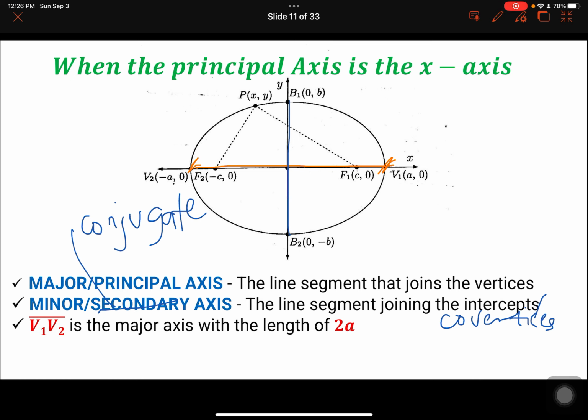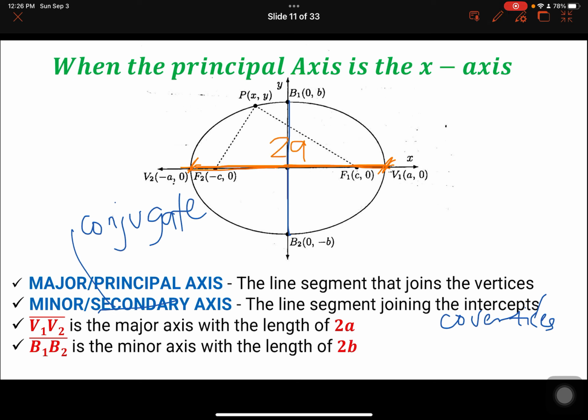And the line segment na tinutukoy natin doon, yung V to V, equal po yun kay 2A. So, pag pinag-add po natin yung point na yan, itong line na yan, up to dito, or yung isang buong line na yan, equal dapat yan kay 2A. Okay? And yung V sub 1 to V sub 2 line segment naman natin na nasa taas, itong part na to, equal naman siya kay 2B.